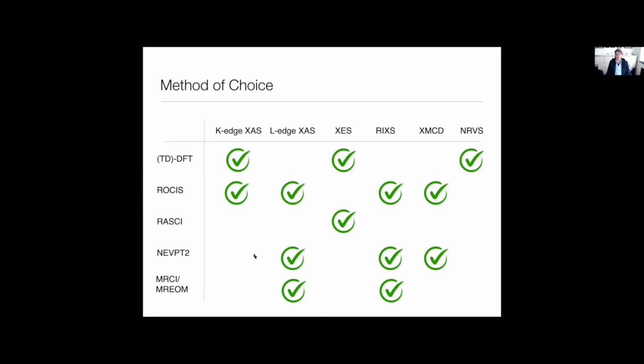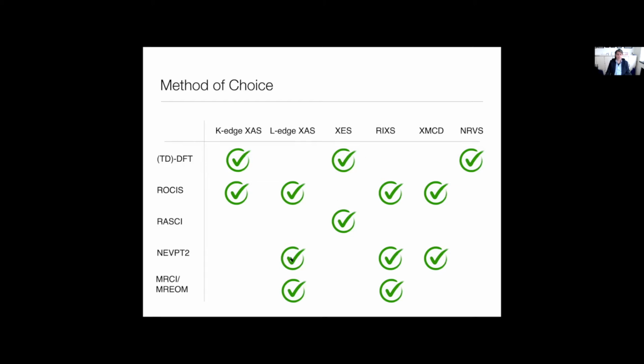Then ROCIS, of course, can be used for any of these spectra also, and I think that is a mistake here. It can also be used for the X-ray emission. And it's definitely a better choice for L-edge XAS, RIXS, and XMCD, as I will show you a little later in the talk. RASCI can be very useful for XES spectroscopy, especially for calculating main lines where DFT totally fails. So DFT is only working for the valence-to-core region.